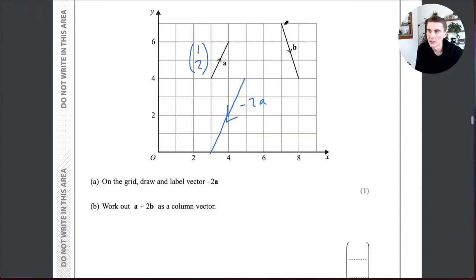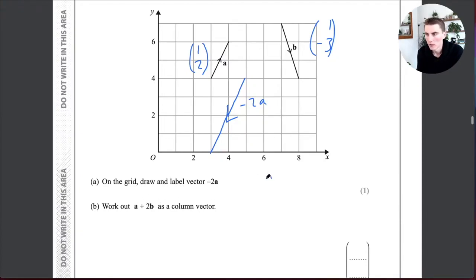For example, for B, you go across by 1, so we're going to have a 1 at the top, but you go down by 1, 2, 3, so we're going to have a minus 3. Basically, if you go to the left, then this top number will be negative. If you go down, the bottom number will be negative. But if you're just going up and to the right, then they're positive. So we've now written out A and B, but we need to work out A add 2B.